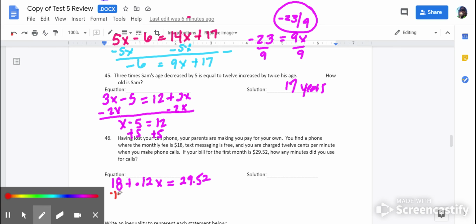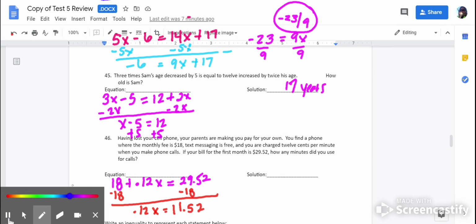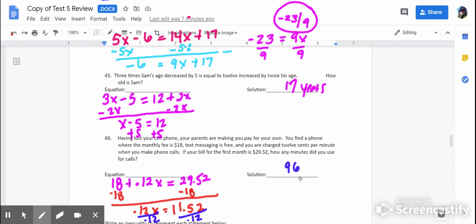So all I want to do here is start solving. So I'm going to subtract 18 from each side. When I do that, I get 0.12x equals 11.52. Then I want to divide each side by 0.12. You just put this straight into your calculator, and when you divide 11.52 by 12 cents, you get 96. So you talked 96 minutes.